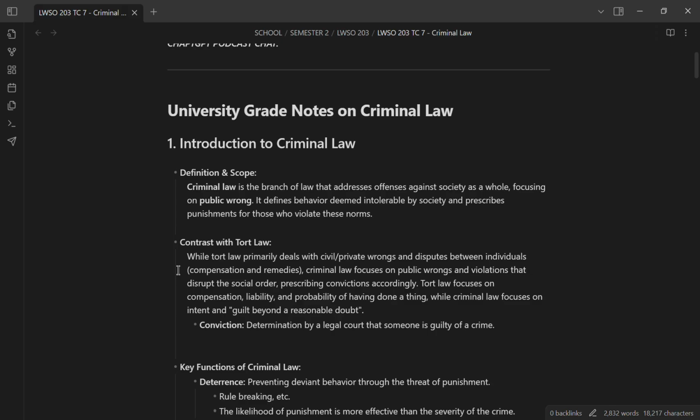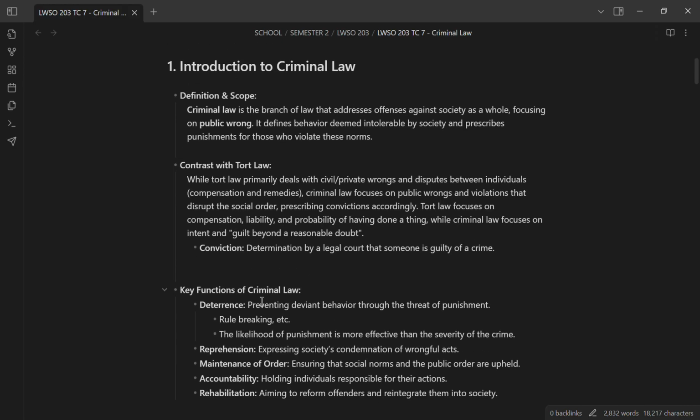So, definition and scope. Criminal law is a branch of the law that addresses offenses against society as a whole, focusing on public wrongs. It's a public form of law as opposed to private. It defines behavior deemed intolerable by society and prescribes punishments for those who violate those norms. Okay.